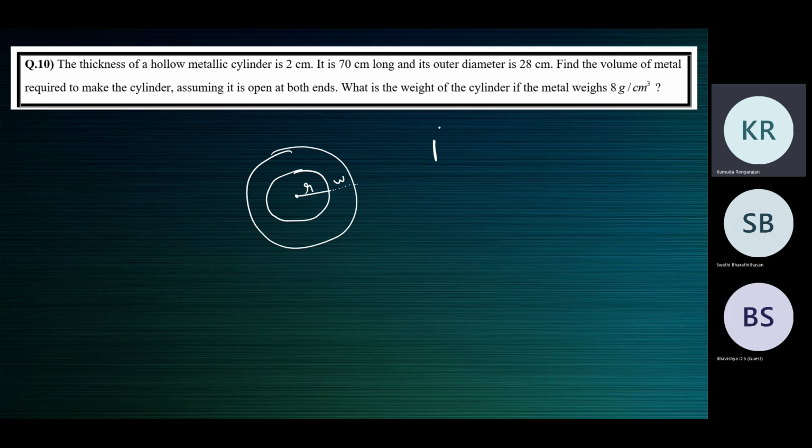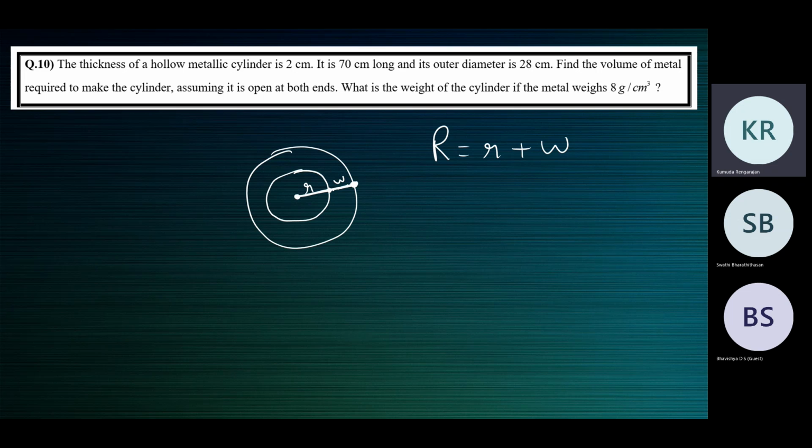So clearly we see that capital R is equal to small r plus width. From here to here is the inner radius, small r, and this is the thickness of the material the cylinder is made of. The line segment from the center to a point on the circumference of the outer circle represents the radius of the outer circle.